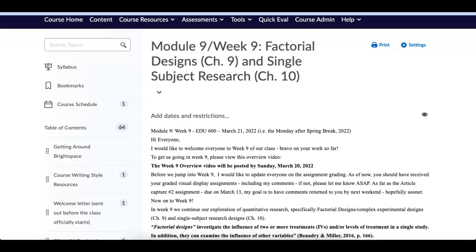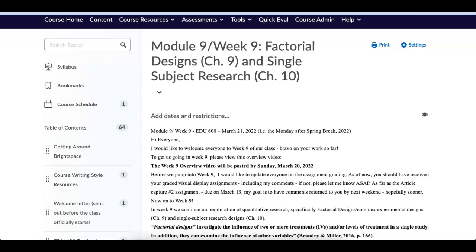Factorial designs really takes a look at the influence of 2 or more treatments and the level of treatments in a single study. They also can examine the influence of other variables. So I think if you're in the behavioral field, these 2 topics will probably be of great interest to you.